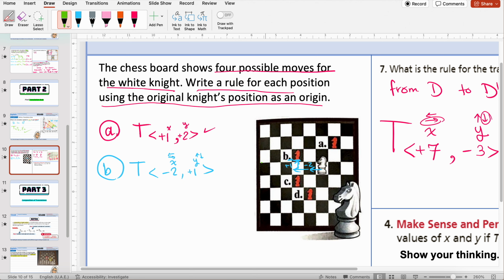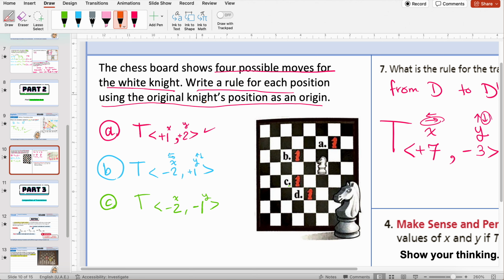Okay, option C. It's very easy. This is option C. I moved 2 left and 1 down. So on X, what did I move? Left or right? Left, 2. Y is up or down? Down, 1. That's it.